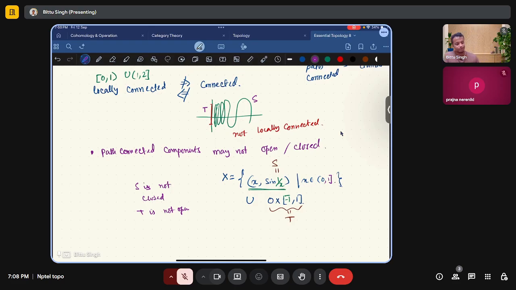So from here it is clear that those two are components. S is one path connected component, T is another path connected component. This topological sine curve can be broken into two path connected components, but one component is not closed, and the other component is not open. It is also easy to see why that is the case.